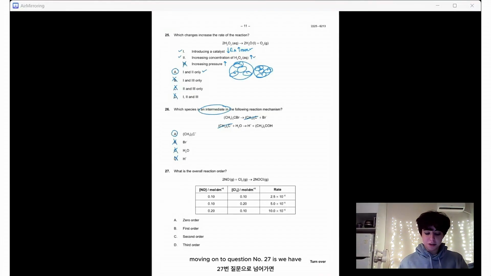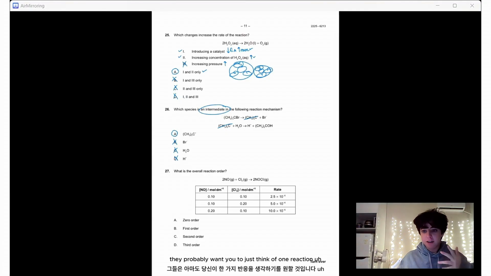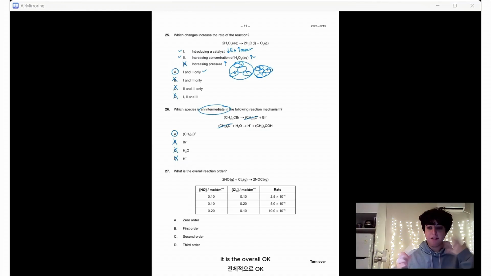Moving on to question number 27, we have: what is the overall reaction order? That's one where you literally just have to look at the data. If the concentration doubles and the rate doubles, first order reactant. Concentration doubles and the reaction rate doesn't change, zero order. Doubles concentration and it quadruples the rate, that would be second order. And then our overall is just the individual orders for each reactant added up together. So that's the trick: they probably want you to just think of one reactant, but you need to consider all of them because it is the overall.